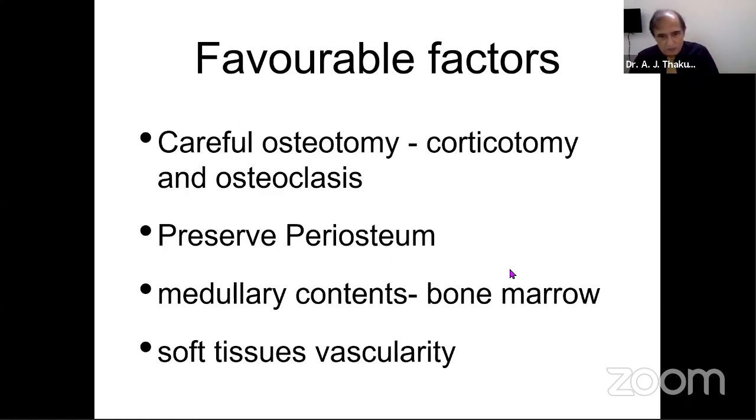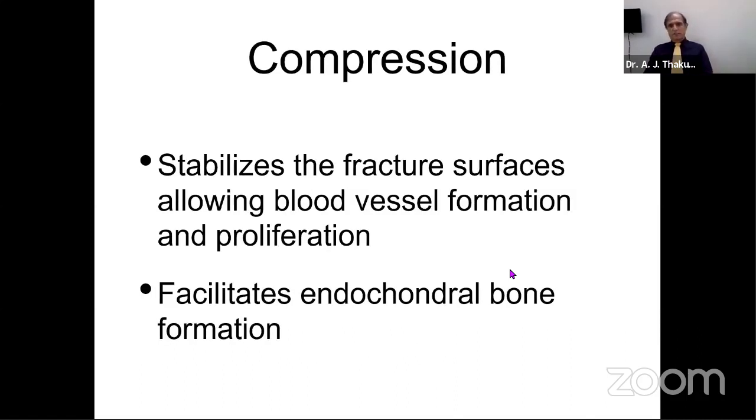Also, a factor that will help distraction osteogenesis is the way you carry out the osteotomy. If you preserve the periosteum, the medullary contents, and the soft tissue vascularity, then it will be more beneficial and will produce more callus in a shorter time. Instead of doing a complete corticotomy, do a 3/4 or 3/8 corticotomy, and the last portion should be done by osteoclasis. In the tibia, the posterior portion should be done by osteoclasis, so that there is enough hematoma formation without damage and we get a favorable lesion.